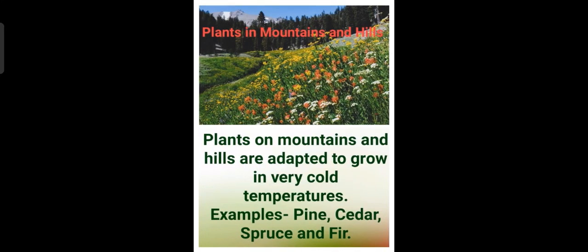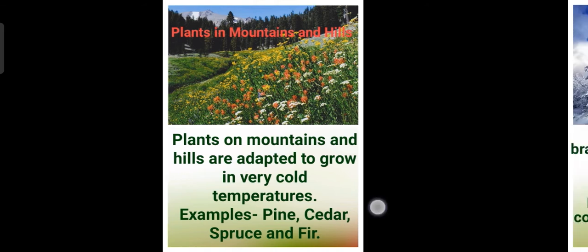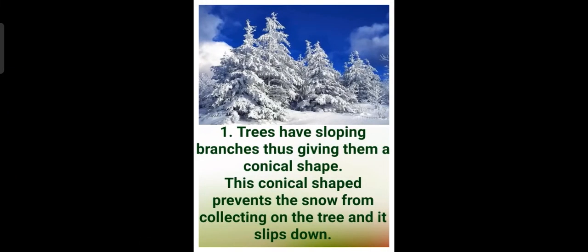Now, plants in mountains and hills. Plants on mountains and hills are adapted to grow in very cold temperatures. For example, pine, cedar, spruce and fir. Their adaptations are as follows.